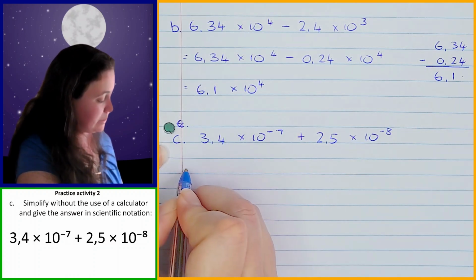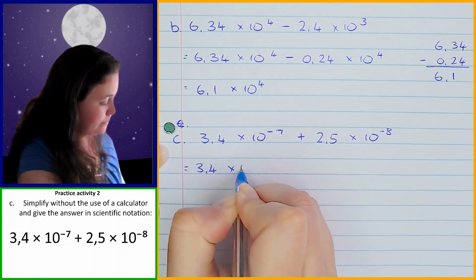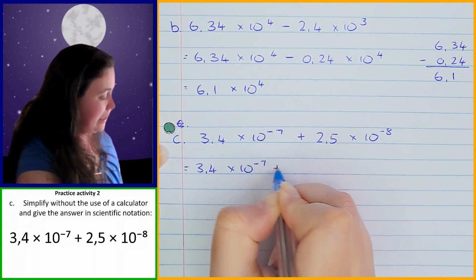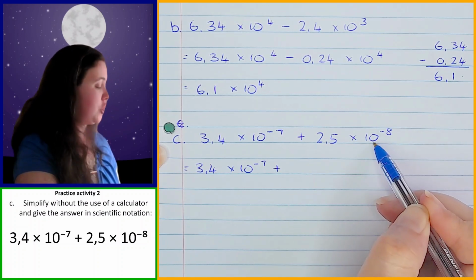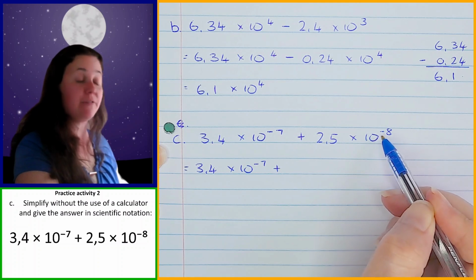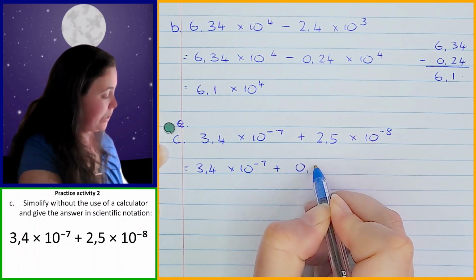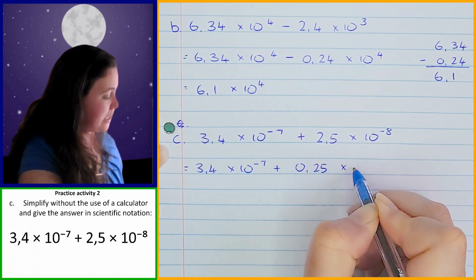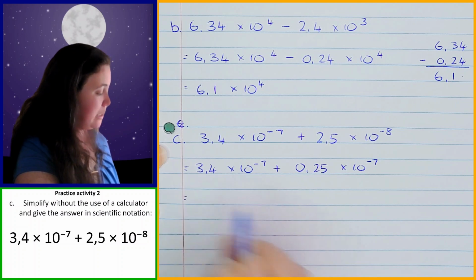So the 3.4 times 10 to the power of negative 7 isn't going to change. And then over here, I'm going to be multiplying this by 10 to change it to 10 to the power of negative 7, which means I divide this one by 10. That becomes 0.25 times 10 to the power of negative 7. Okay, so now let's go and work that out.